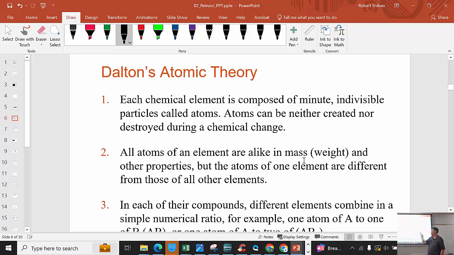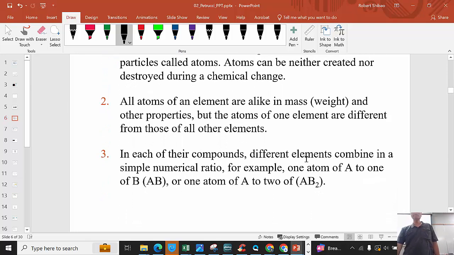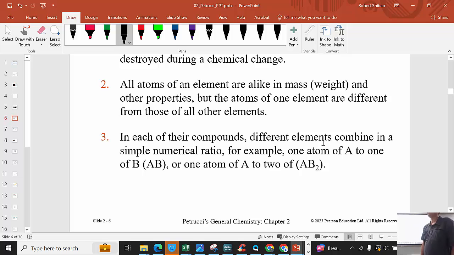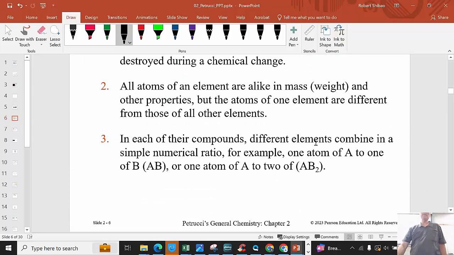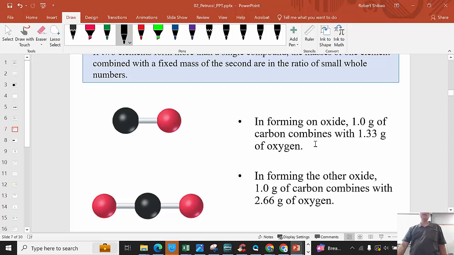So in modern atomic theory, we account for isotopes and other properties. But the atoms of one element are different from those of all other elements. And even though they might be different isotopes like H1 and H2, they have the same chemical properties. Their weights are going to be different, though. In each of their compounds, different elements combine in simple numerical ratios. For example, 1 atom of A to 2 atoms of B, or 1 atom of B, whatever. This one you don't have to memorize verbatim, but that's essentially it.